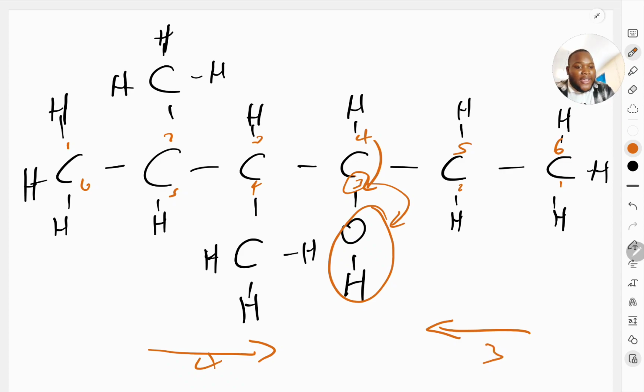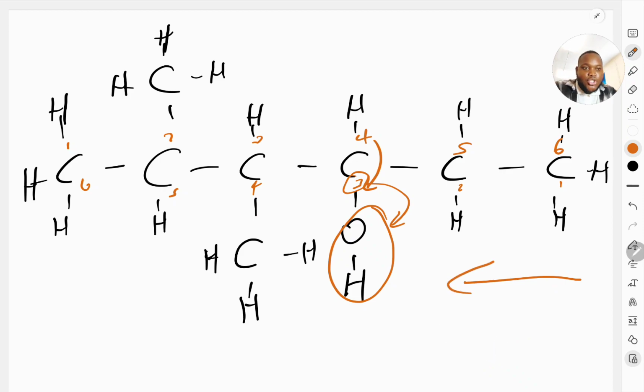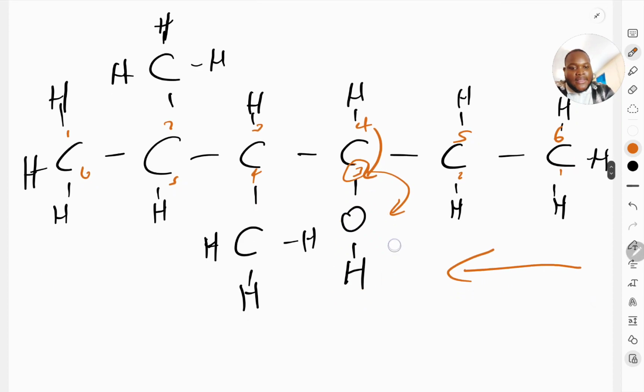So between 4 and 3, which one is the smallest number? 3. It means I have to prioritize number 3. Therefore, I have to count moving from right to left. Therefore, this one is out. I have to count from right to left, because in that way the OH group is attached in carbon number 3.